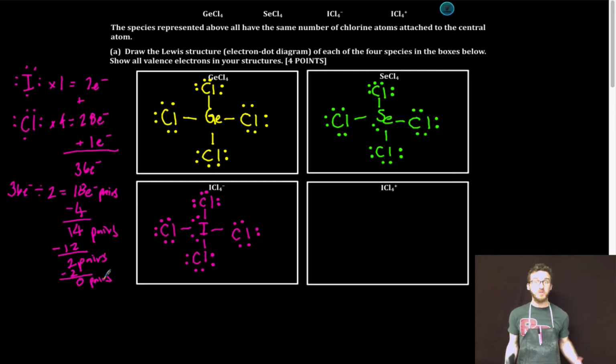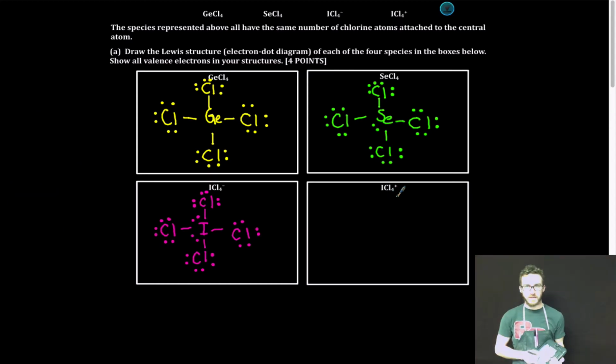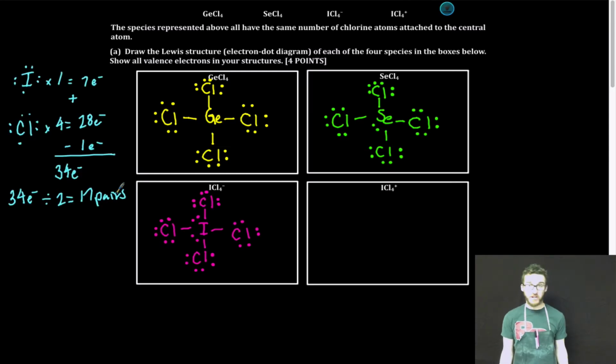Trust me, use this system every time. It's a no-fail. One more. Let's do ICl4+. First, let's come up with the total number of valence electron pairs. Be cautious. This is again an ion. It's a positive ion, indicating that it's lost electrons.